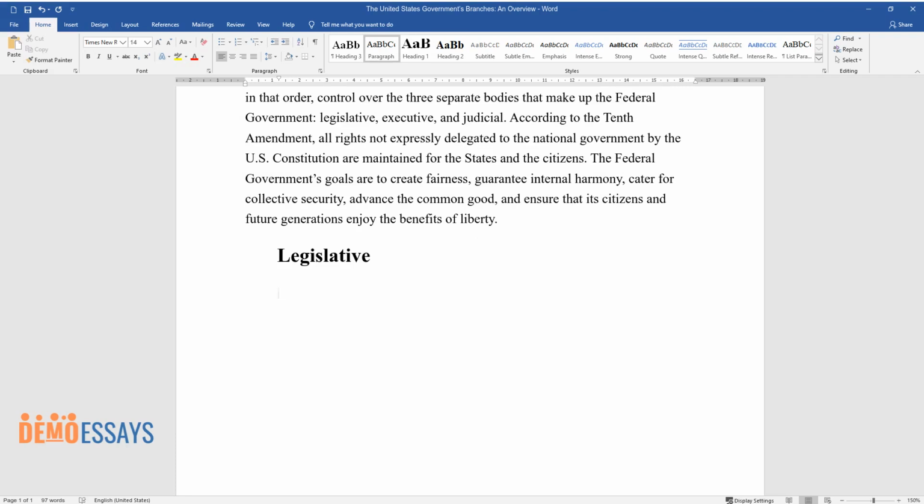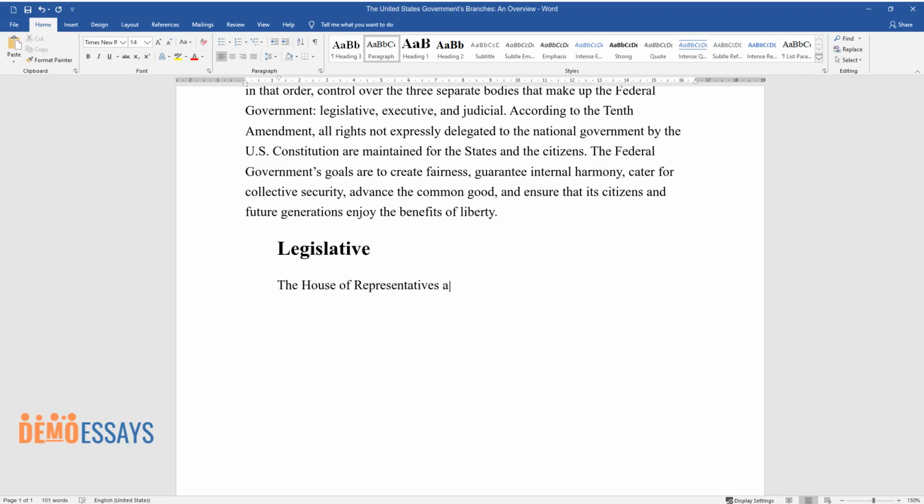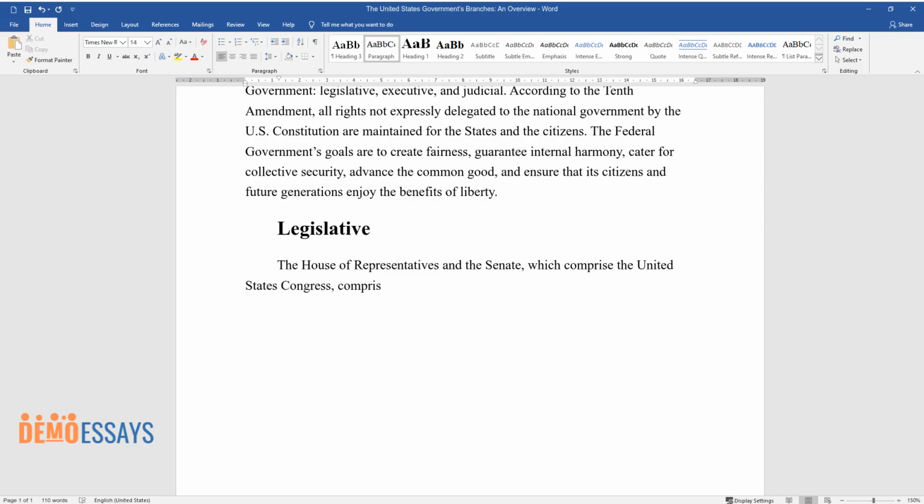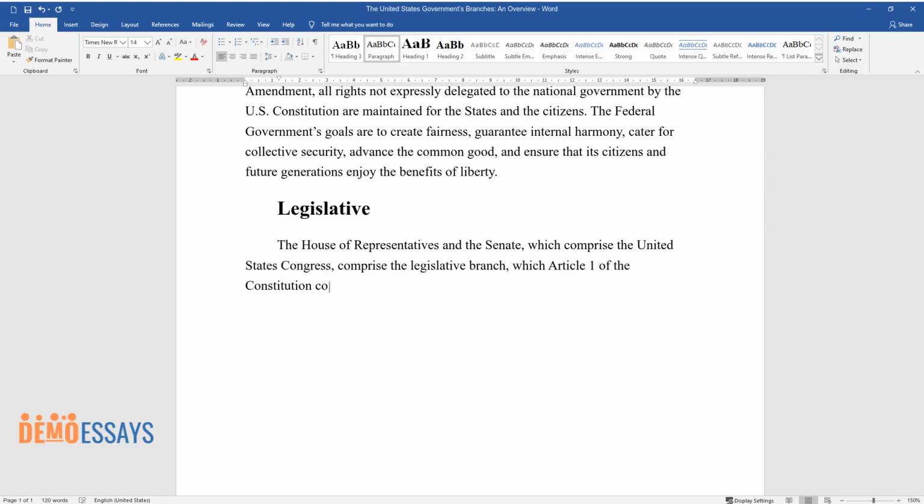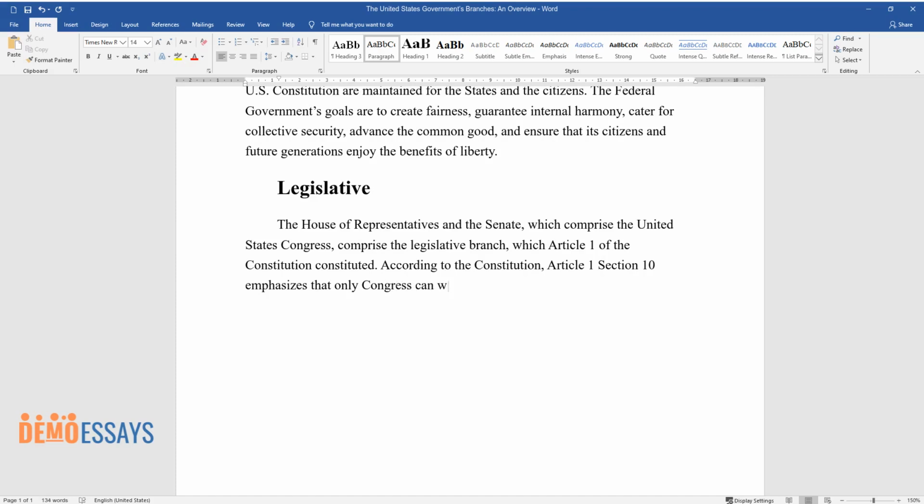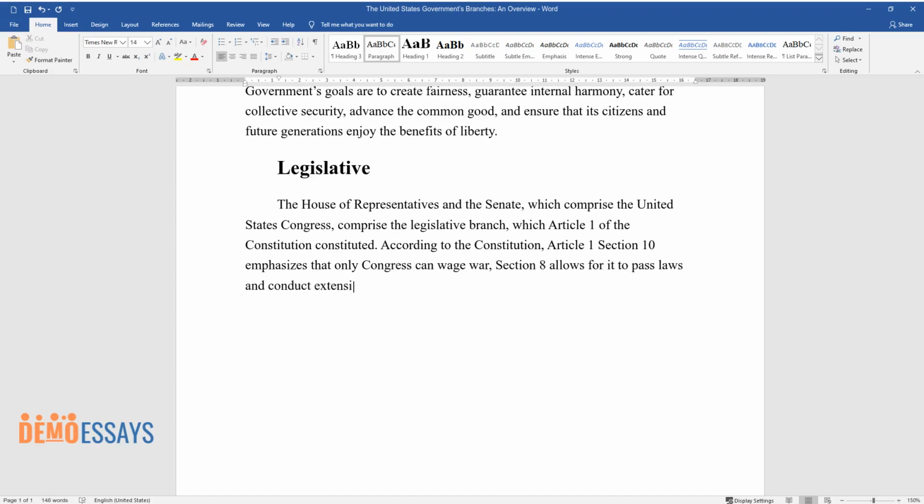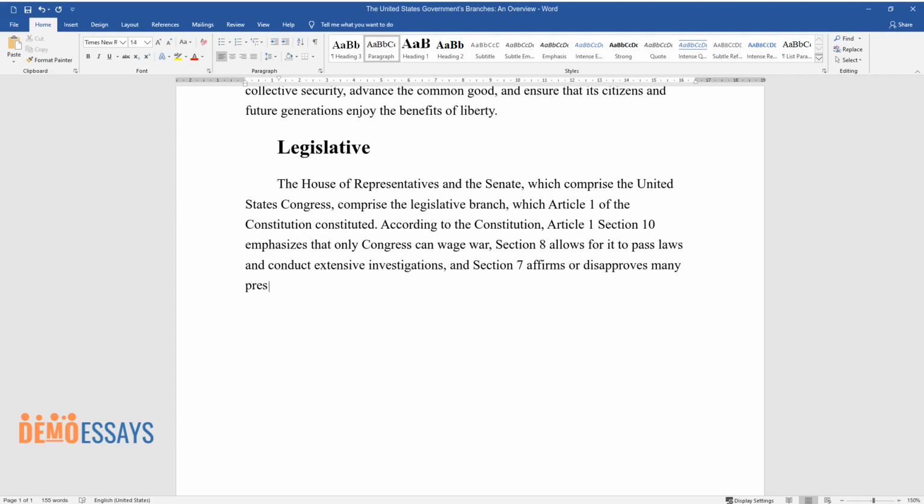Legislative. The House of Representatives and the Senate, which comprise the United States Congress, comprise the legislative branch, which Article 1 of the Constitution constituted. According to the Constitution, Article 1 Section 10 emphasizes that only Congress can wage war, Section 8 allows it to pass laws and conduct extensive investigations, and Section 7 affirms or disapproves many presidential nominations.